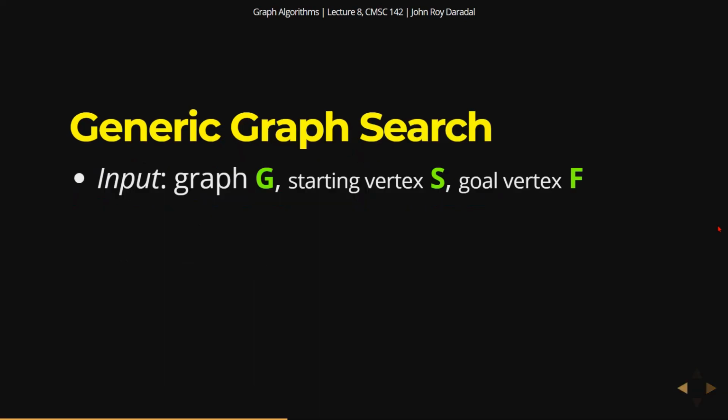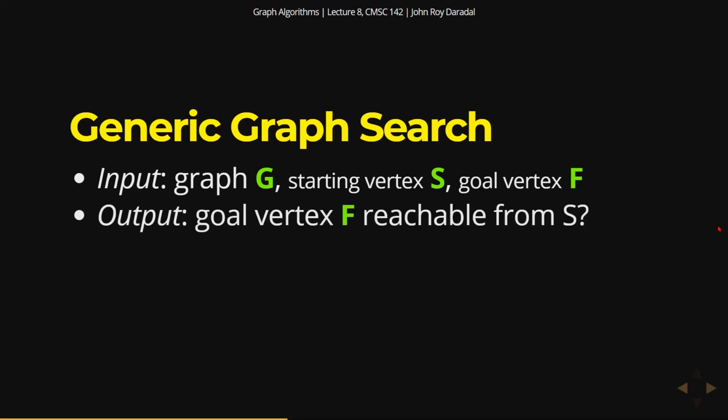Okay? So for the generic graph search, our input is a graph G, and then we also have a starting vertex, we'll call that S, and then the goal vertex F. So start and finish nodes. Okay? And our output is whether the goal vertex F is reachable from S. So that is our goal, right? Can we reach F starting from S?